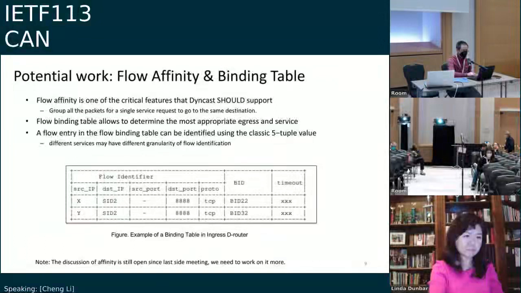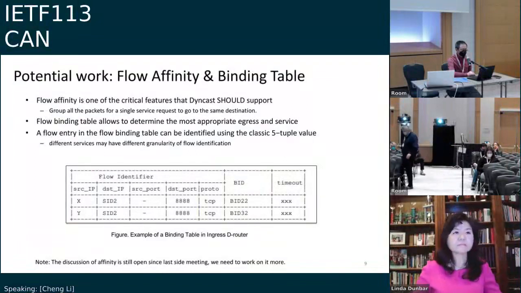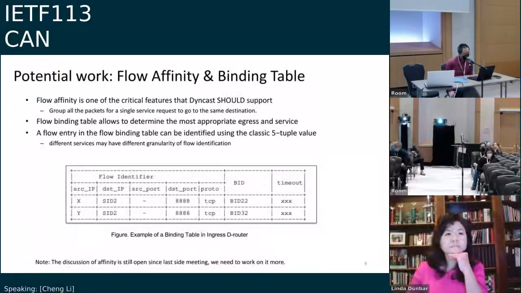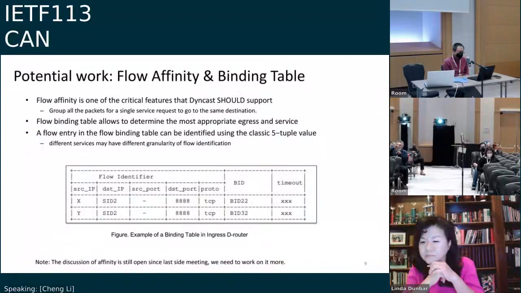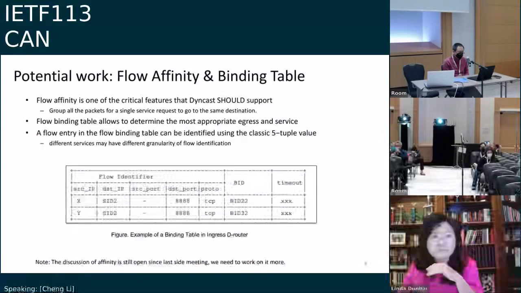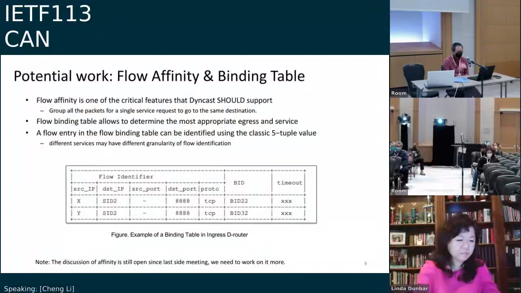Okay, so this slide talks about some potential work. As you can see, it's really easy to understand. We need some flow affinity work on Dyncast to provide better performance, right? But this topic is still open since the last side meeting. We have collected multiple solutions for flow affinity, and one of them is this one.